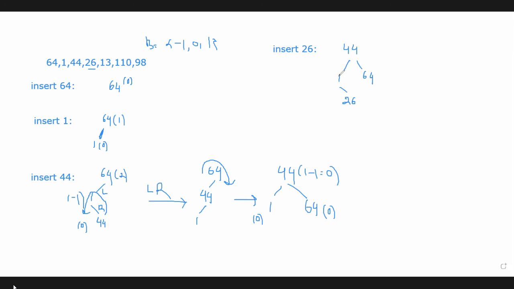Okay. So now after inserting another node, calculate the balance factor. For 26 and 64, the balance factor is 0 because they are leaf nodes. What about 1? 1 doesn't have any left child, but it has a right child. So its balance factor will be 0 minus 1, that is minus 1. Okay. What about 44? The height of the left subtree is 2 and the height of the right subtree is 1. 2 minus 1 equals 1. So is it a balanced tree? Yes, it's a balanced tree, so we don't need to apply any rotation here.